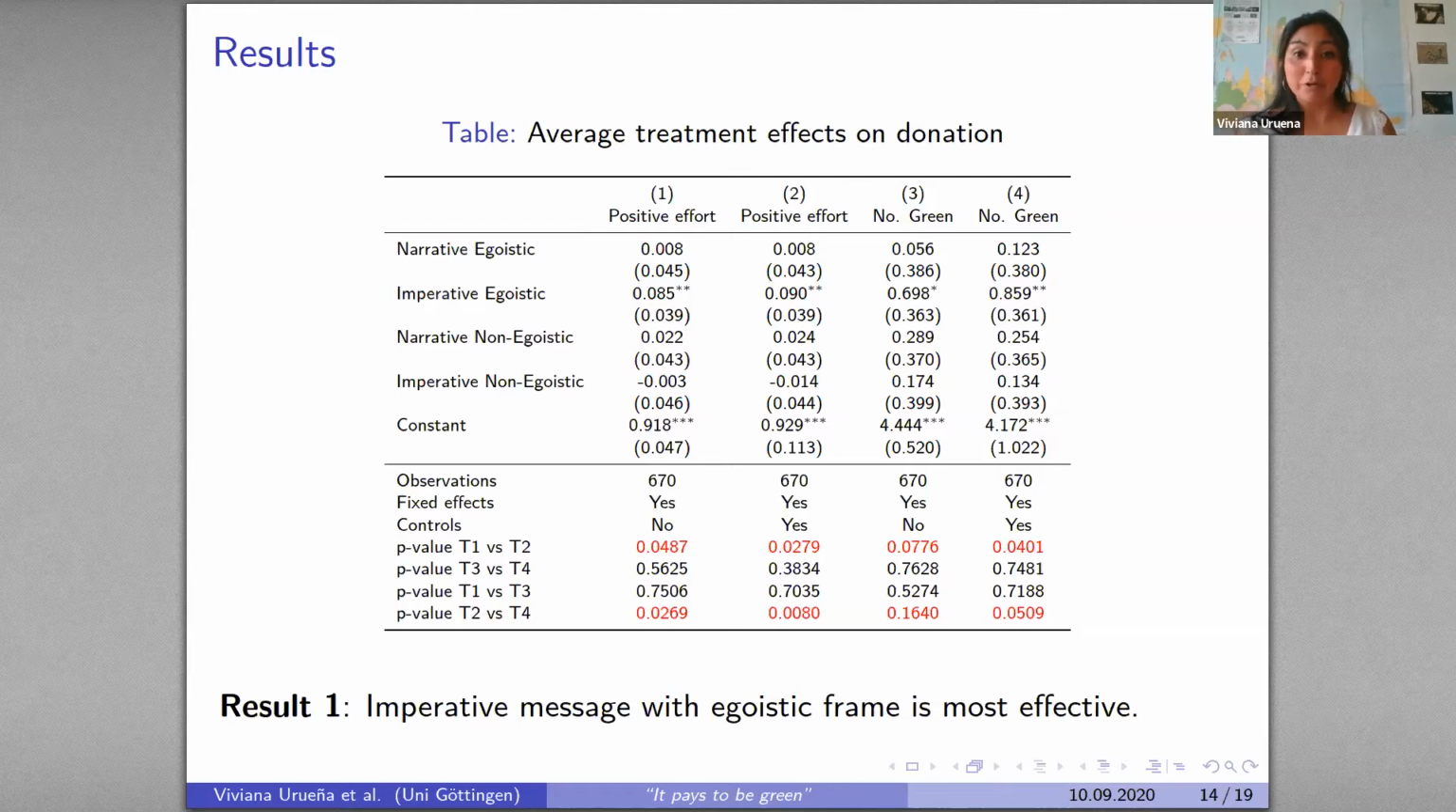On the other hand, when we look at the intensive margin and see how many green bookmarks people are willing to make, we see in the control group that on average they make 4.4. And again, this increases with our imperative egoistic treatment. It increased around 16% here. And again, these results hold when adding controls. Therefore, our first result, which is a bit at odds with our hypothesis, is that actually the imperative message with egoistic frame is most effective.